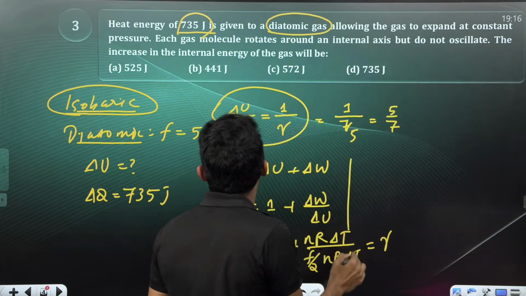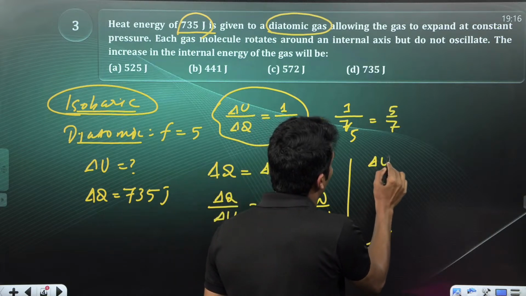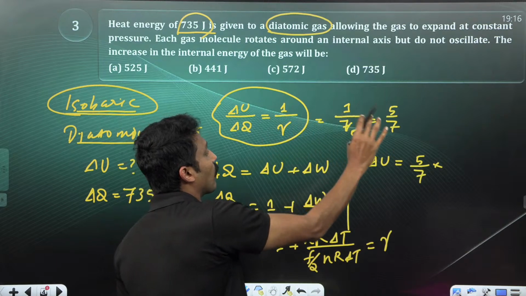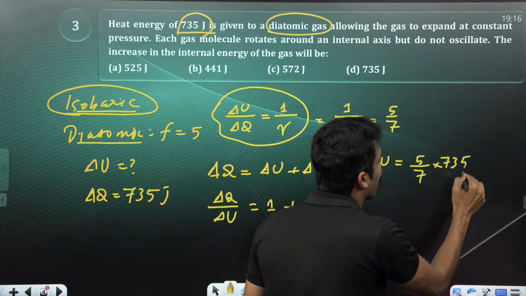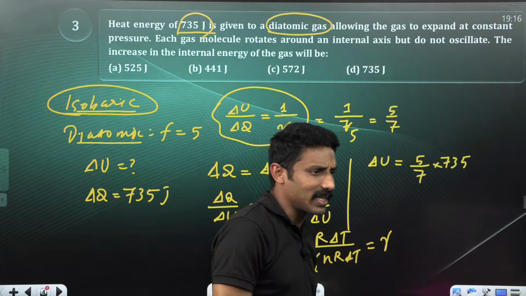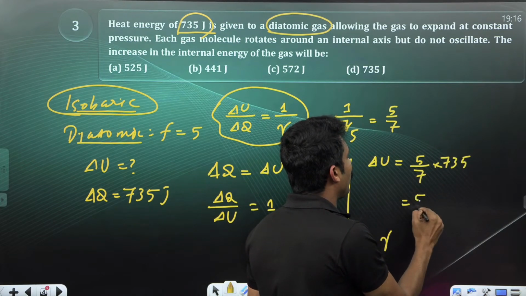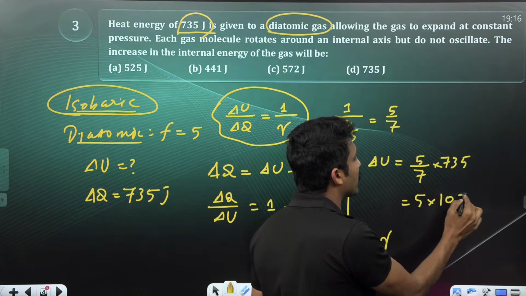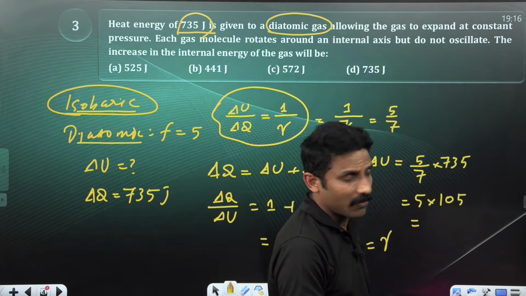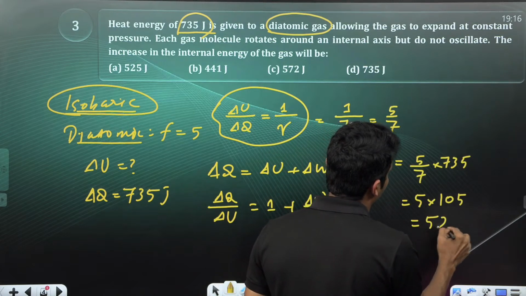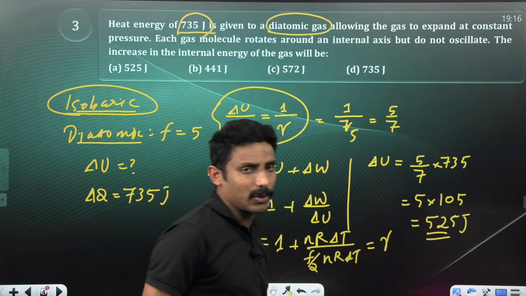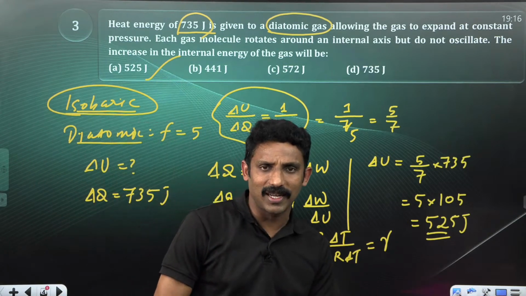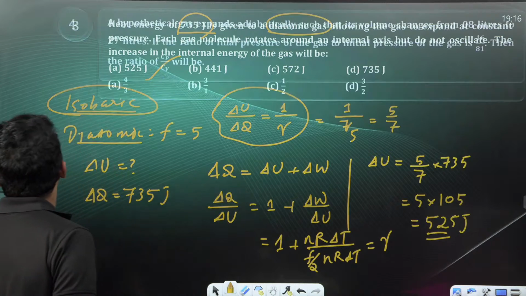Now what is this delta U then? This delta U is 5 divided by 7 of delta Q, given 735. So 5 into 735 by 7: 735 by 7 is 105. 5 into 105 is 525 joule, isn't it? 525 joule. So the answer is option A only. Third question, answer is option A. Now this one, the fourth.